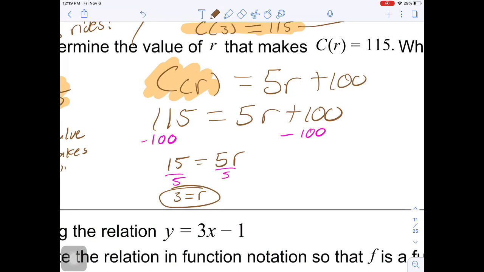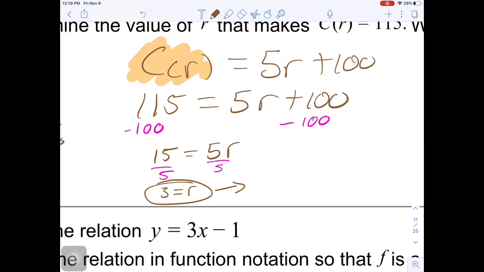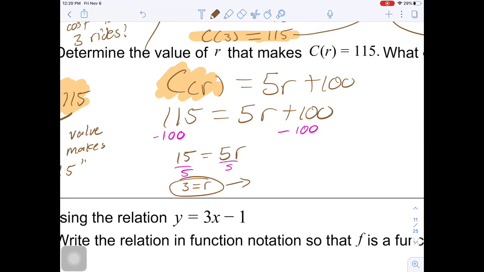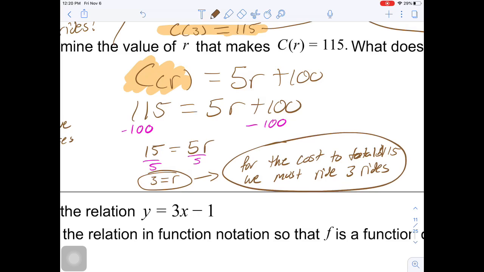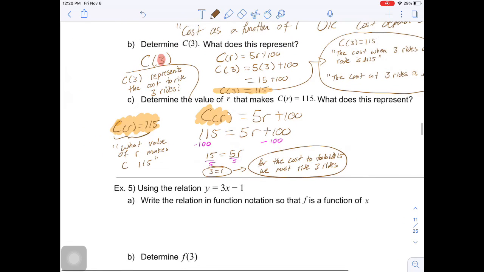So here, we have learned that for the cost to total $115, we must ride 3 rides. And then you're done. So C of R, when C of R equals 115, R equals 3.